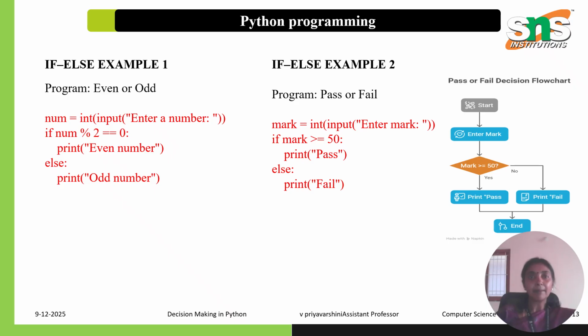Next, the same kind of example. If the mark is greater than 50, pass, otherwise fail. For that, you are getting the input from the user. You are checking the condition. If the condition is true, the if part will work, otherwise the else part will work. Here, suppose you give 60. In mark, it will store 60. 60 is greater than 50. The condition is true. It will print pass.